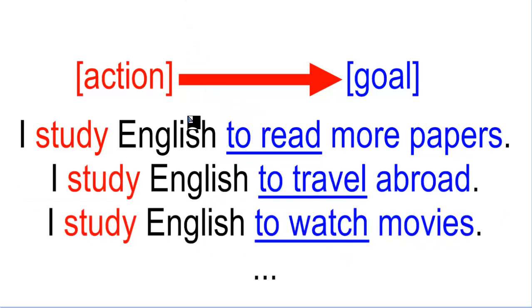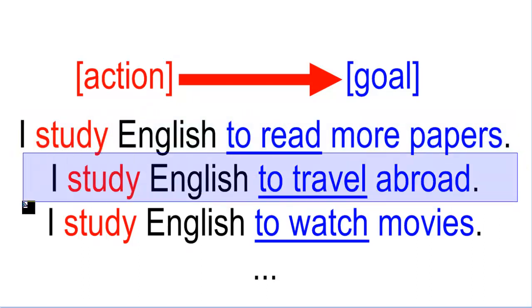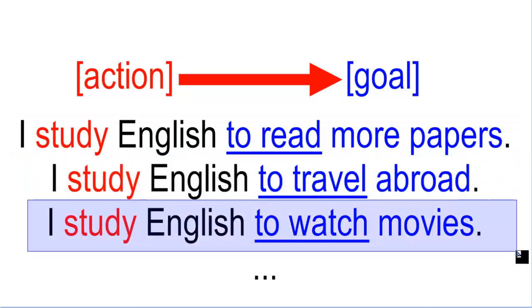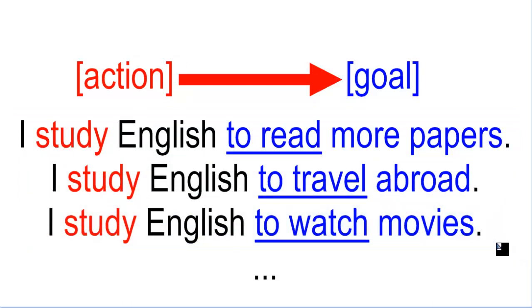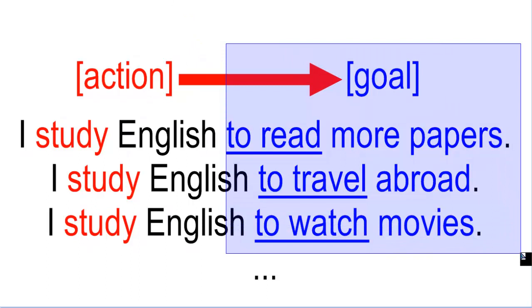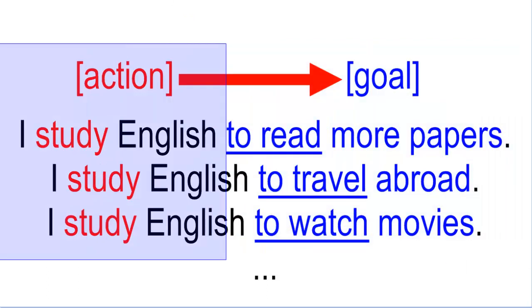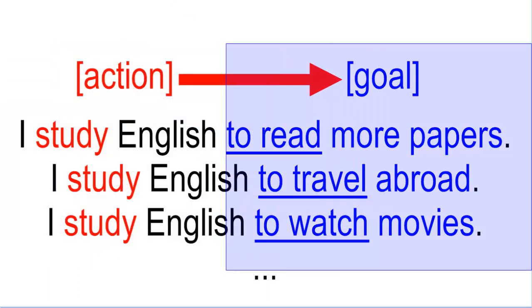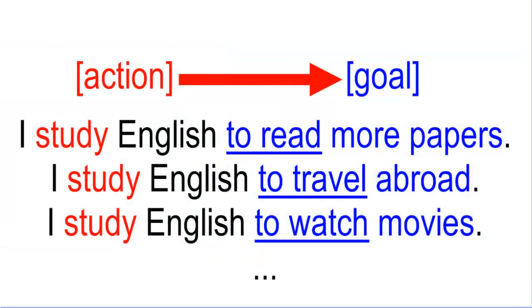Other examples. Different people have different motivations. So maybe I can say I study English to read more papers. But my friend tells me, no, I study English to travel abroad. Or another person tells me, oh, I study English to watch movies. Or another person probably could tell me, no, I study English because I want to flirt with people on the internet. It's up to you. You can do many different things. But that's the idea. You are explaining the motivation for your actions. You explain your objective and their motivation and the reason why you're doing the actions.